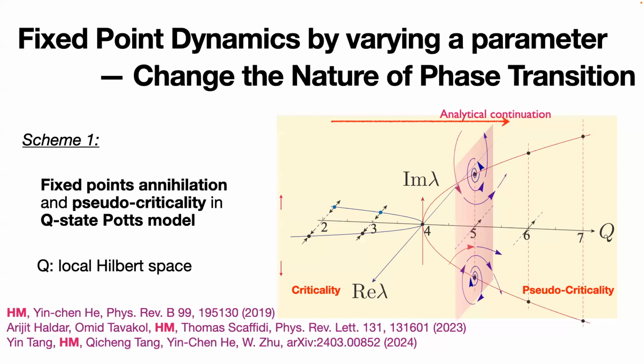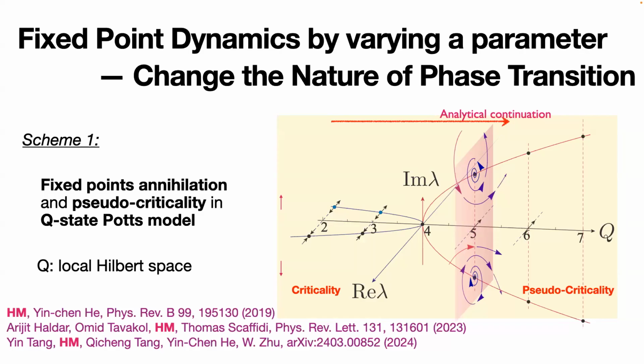So yeah, I didn't plan to dive into this. For this scenario, fixed point annihilation, after they annihilate with each other, we can only find a fixed point in the complex plane. So for the real parameter space where the physical system lives, we cannot find any fixed point. Yeah, then since it's a first order phase transition.